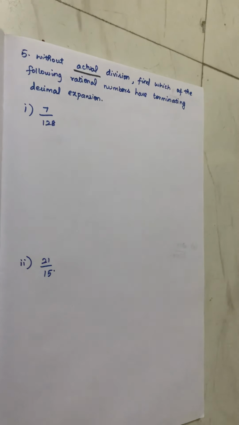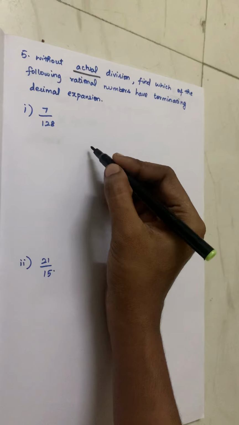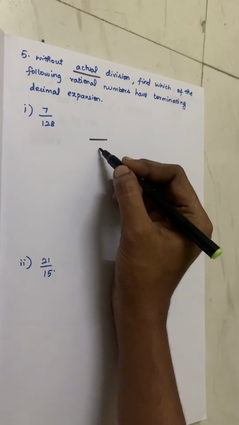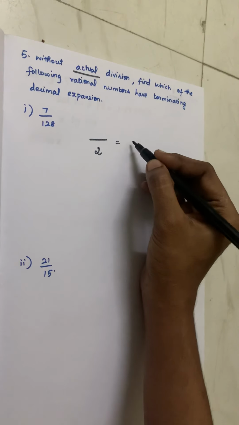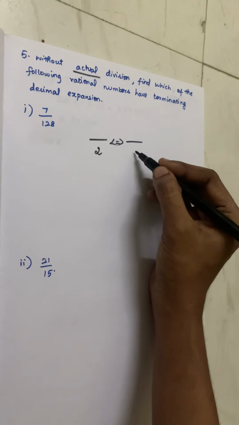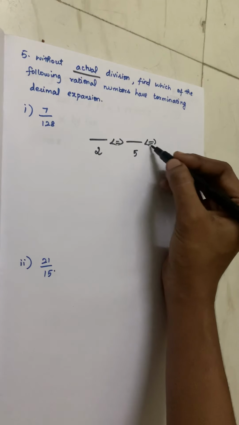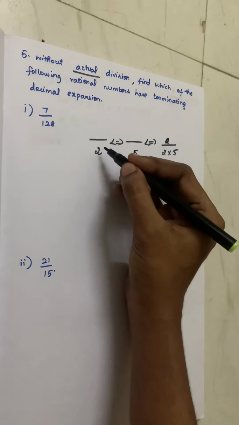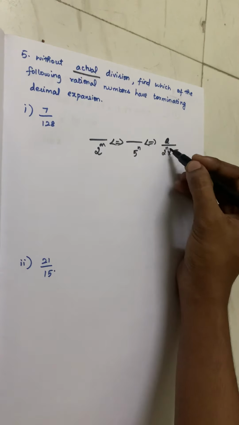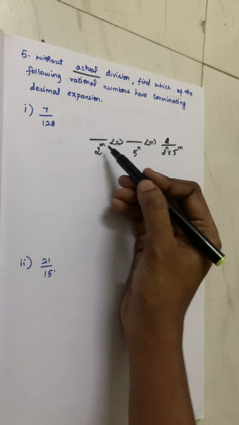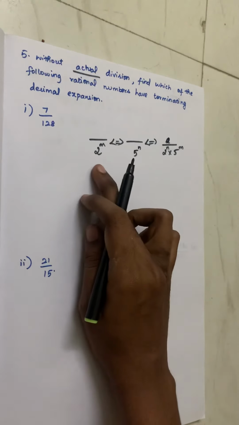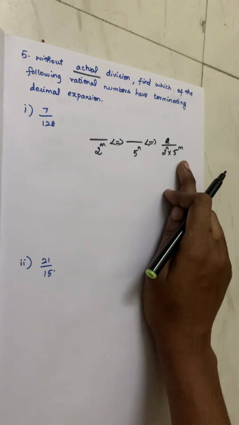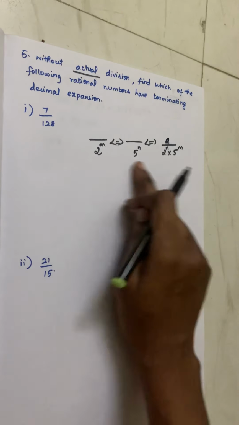Not the division method means you have another method. For this you have one format. In the denominator you should get powers of 2 only, or powers of 5 only, or both. In the denominator 2 into 5, the power can be whatever it can be, 7, 9, 10, whatever. You can get any one of the terms.